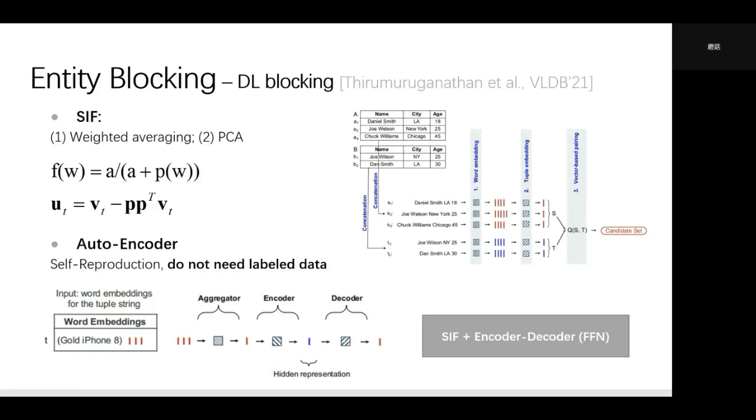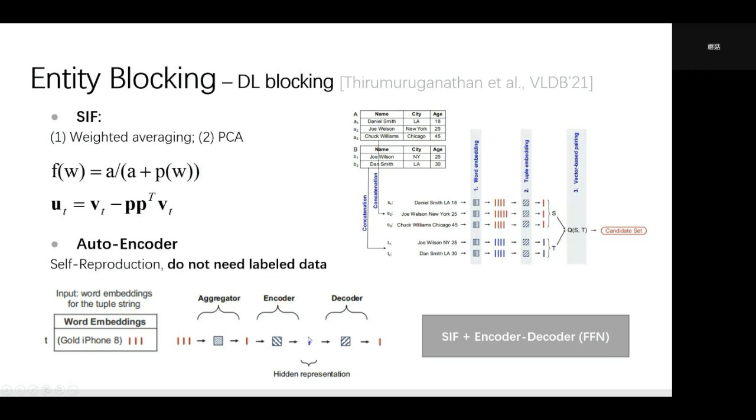The second model is the autoencoder, which is an unsupervised model, so it does not need labeled data. We can also use an aggregator such as SIF to transfer the matrix into a representation, and then we use the encoder and decoder to transfer the embedding to a hidden representation, which is more compact, by using the reconstruction loss. So the hidden representation is the final embedding of the tuple.